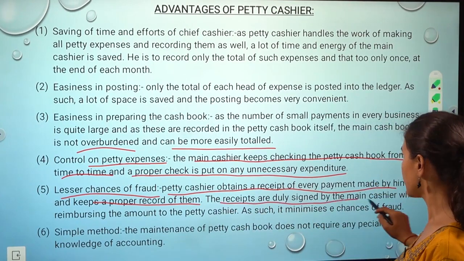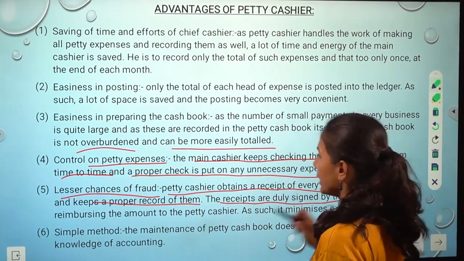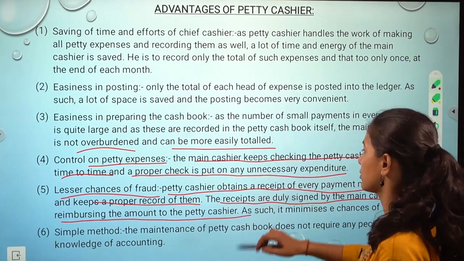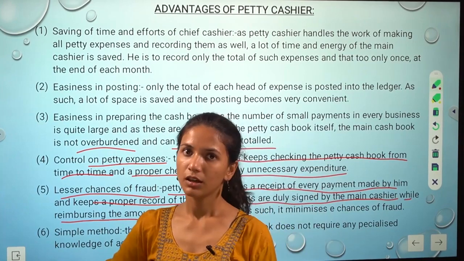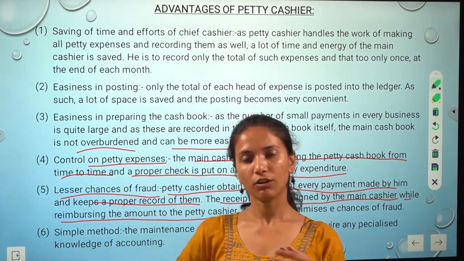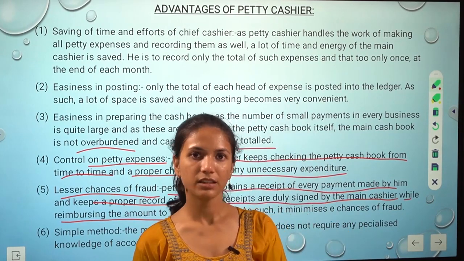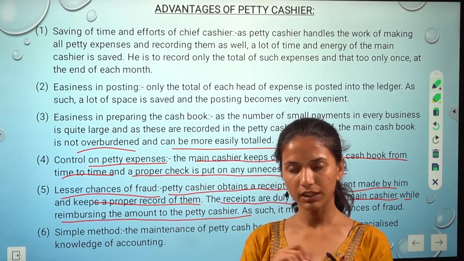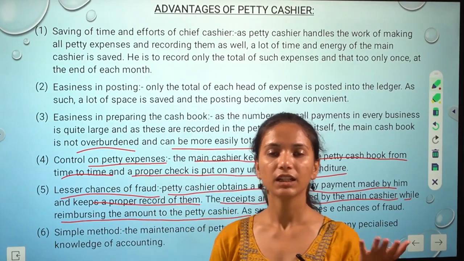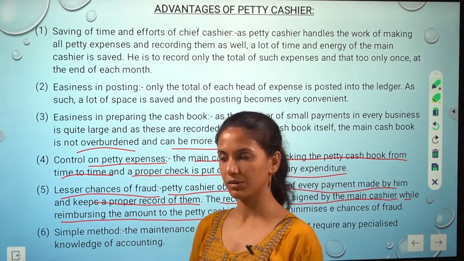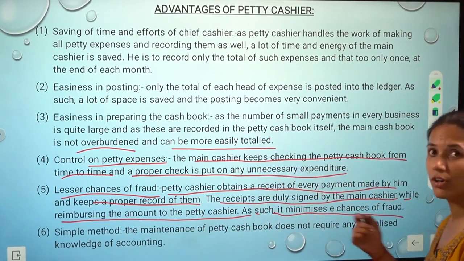The receipts are duly signed by the main cashier while reimbursing the amount to the petty cashier. So when he is being reimbursed, like at the end of the month when he has used all that money, he will take all those receipts to the main cashier and say, please sign this receipt and please reimburse the amount. The main cashier will total it and see whether the total amount and the cash in hand are matching or not, then he will reimburse the amount. So that means there are very few chances of fraud. As such, it minimizes the chances of fraud.